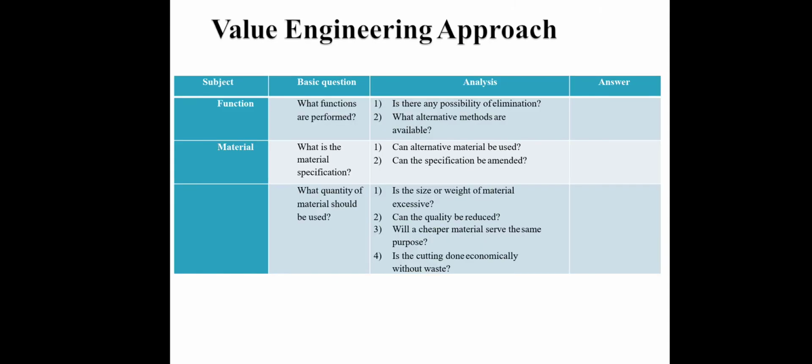So, the value engineering approach basically depends upon the function and the material, and there are some analysis steps. Is there any possibility of elimination? What is the alternative method? Can an alternative material be used? Can the specification be amended? Is the size or weight of the material excessive? Can the quality be reduced? These are the different approaches of the value engineering process.